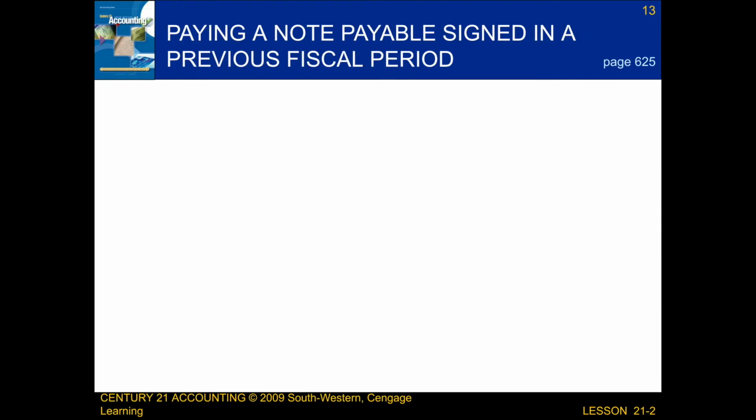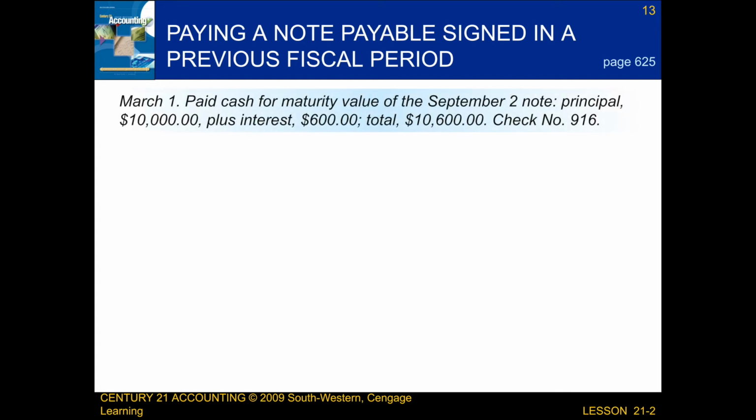Okay, so the last thing that we're going to be talking about in this lesson is paying a note payable that was signed in a previous fiscal period. So this transaction reads, on March 1st, paid cash for the maturity value of the September 2nd note having a principal amount of $10,000 plus interest $600 for a total of $10,600, check number 916. All right.